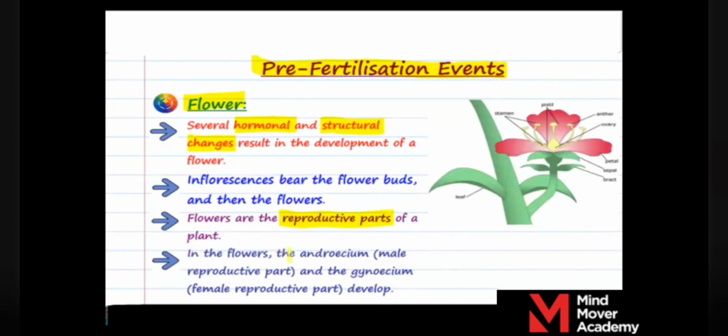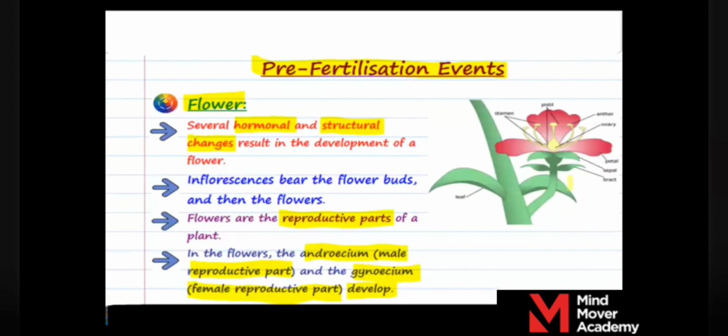In the flowers, the androecium, which is the male reproductive part, and the gynoecium, which is the female reproductive part, both of them develop. So the flower is the reproductive part of the plant consisting of the androecium, the male reproductive part, and the gynoecium, the female reproductive part.